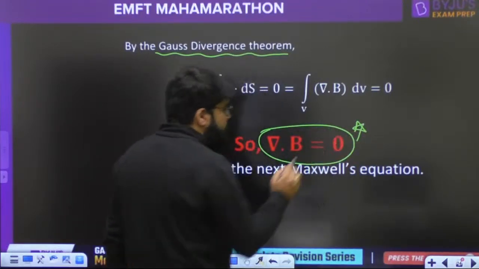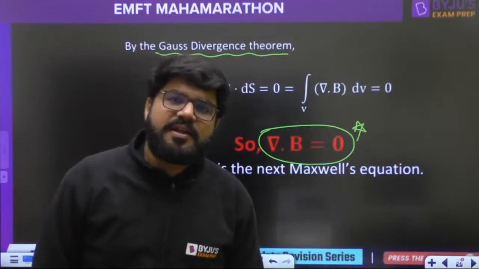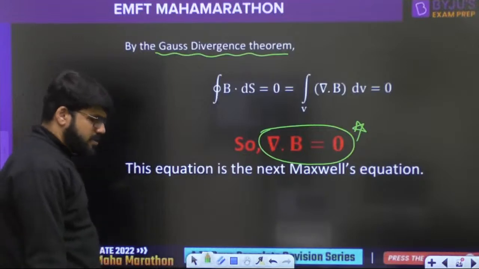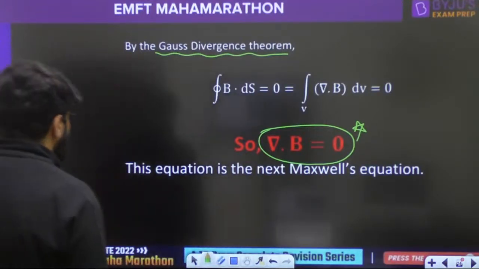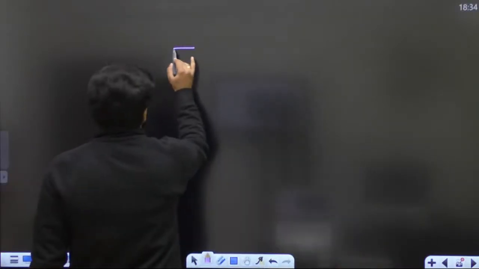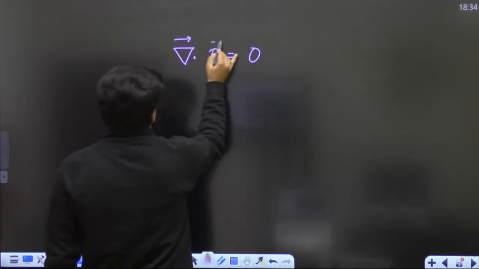Important form. Question producing area. We will see the questions also, but this is one more question producing area. Divergence of B should be equal to zero. Del dot B equals zero. And because of this only, guys, one more thing, we will take questions on this too. Because del dot B is equal to zero.